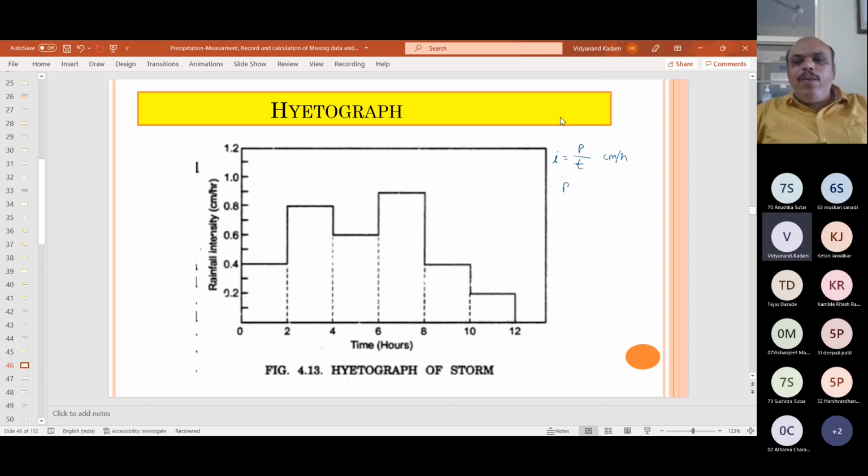So if we have to calculate total precipitation, we have to multiply this rainfall intensity with time. This is the formula. If this is the formula, then tell me what is the total rainfall in the first 2 hours? Who will answer this question?